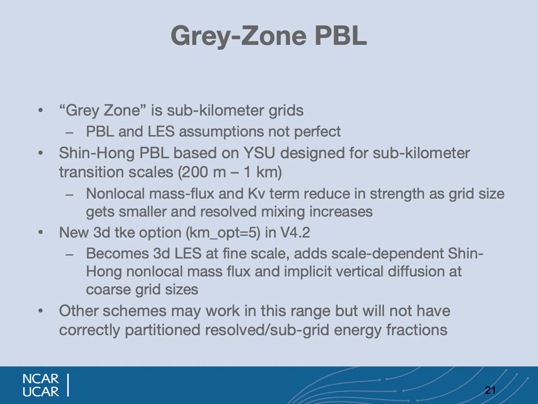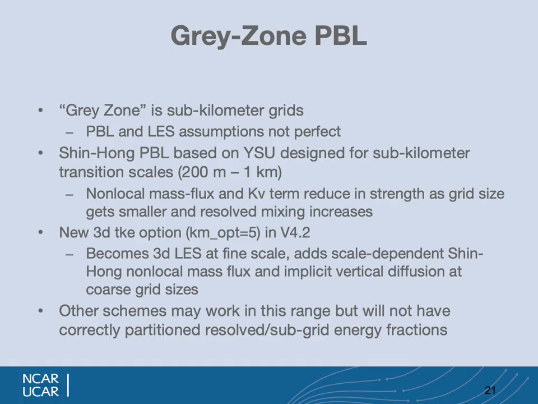Another option we have now is the 3D TKE option, which is km_opt equals 5. It's a three-dimensional scheme that can also be used at low resolution, where it adds this non-local term, similar to the one in Shin-Hong, to allow non-local vertical transports and implicit vertical diffusion at coarse grid sizes. So it's scaling between a LES type application at high resolution, where the mixing is fully three-dimensional, to a PBL type mixing with a non-local term at low resolution and implicit vertical diffusion.